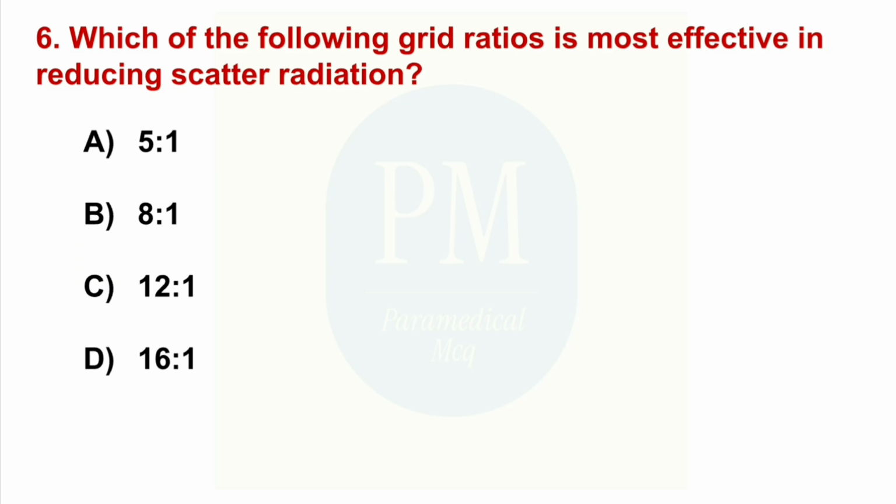Which of the following grid ratio is most effective in reducing scatter radiation? Option A, 5:1. Option B, 8:1. Option C, 12:1. Option D, 16:1. The correct option is option D, 16:1.